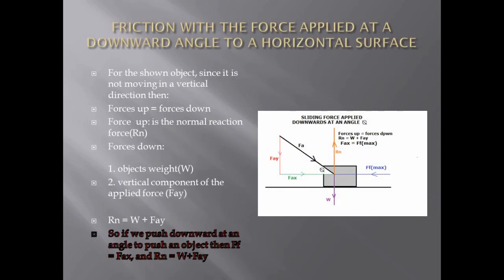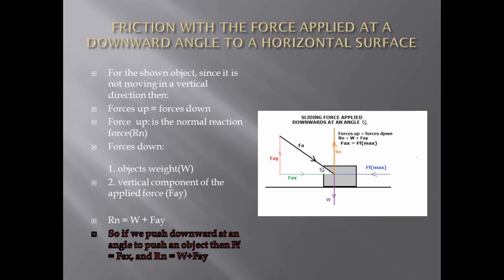For the shown object, since it is not moving in a vertical direction, forces up equal forces down. The force up is the normal reaction force Rn. The forces down are the object's weight, W, and the vertical component of the applied force, Fay. So Rn will equal W plus Fay.